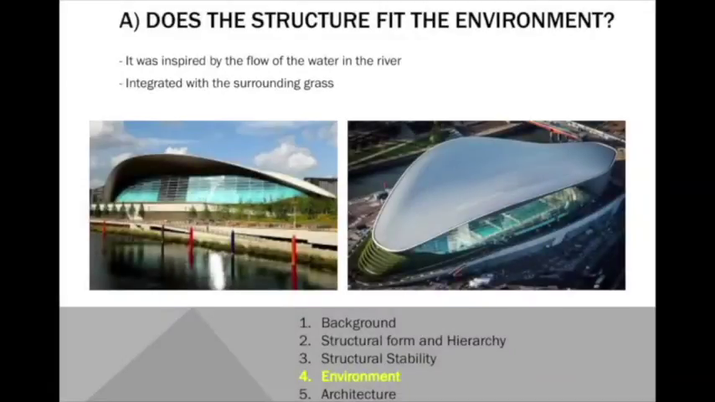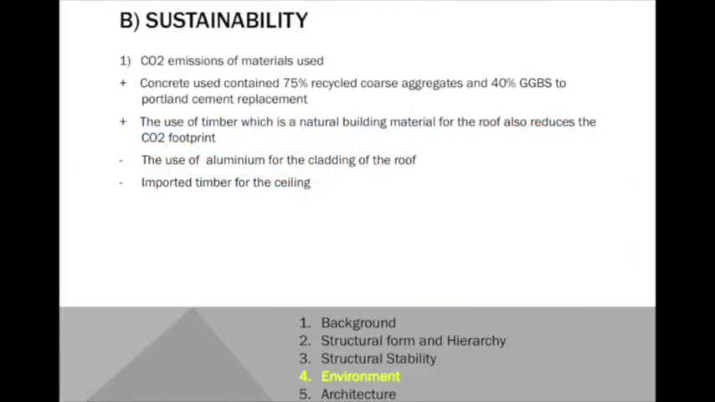Now we will discuss the relationship between the structure and the environment. We think that it fits well because the roof flows like the nearby river, and the surface area was covered in grass to integrate the structure into the surroundings. Then we discuss how the structure affects the environment through three aspects.